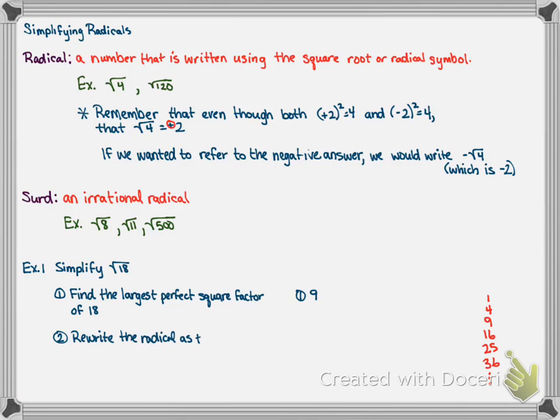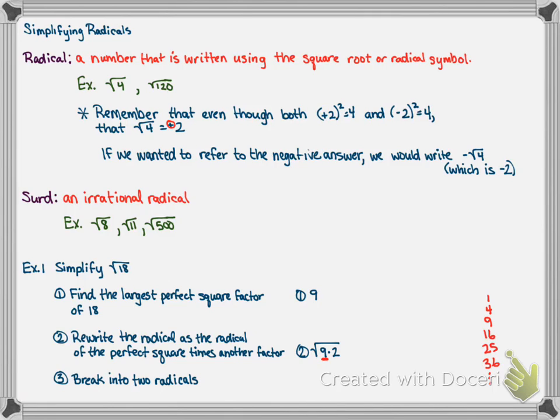Then rewrite the radical as the radical of the perfect square that we just found times another factor. So 9 times what is 18? 9 times 2. So I can write this as the square root of 9 times 2, or radical 9 times 2. I always put the perfect square first, by the way. Doesn't have to be, but it makes it easier.